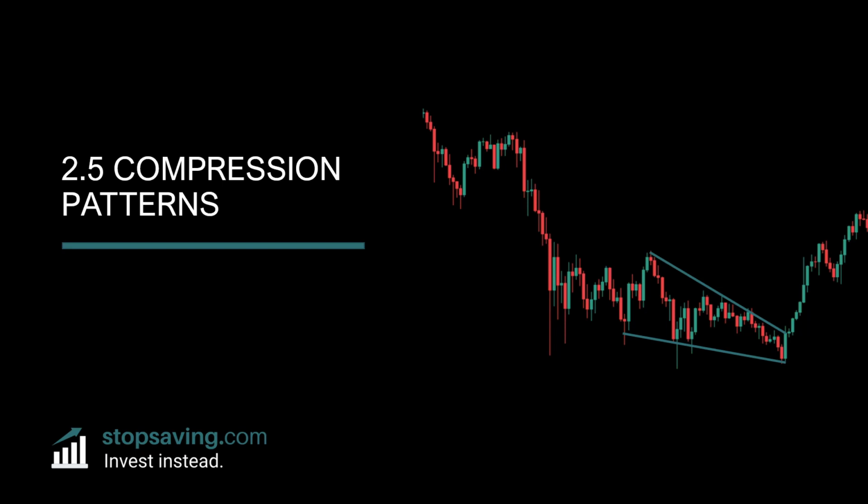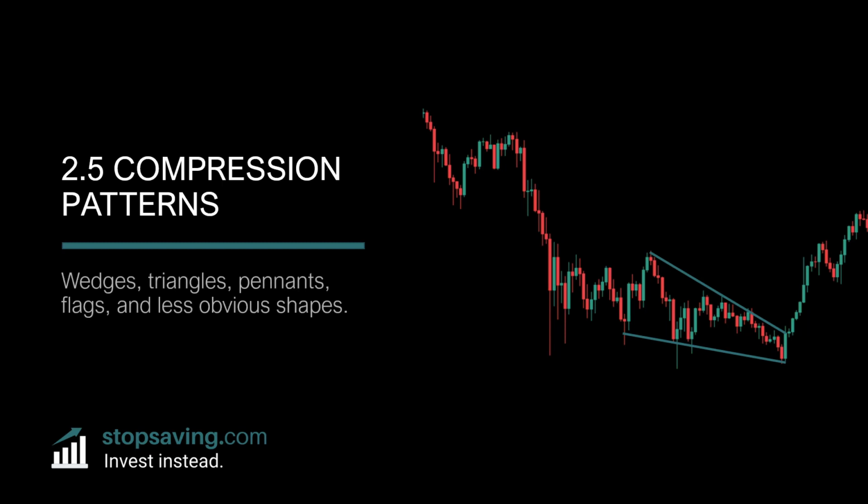In this video, we're going to talk about price compression patterns. These can form an important part of your trading strategy because they can tell you when to be on the lookout for a big volatile price move. We'll cover wedges, triangles, pennants, and flags, as well as some of the less obvious types of compression pattern shapes. So on that note, let's jump in.